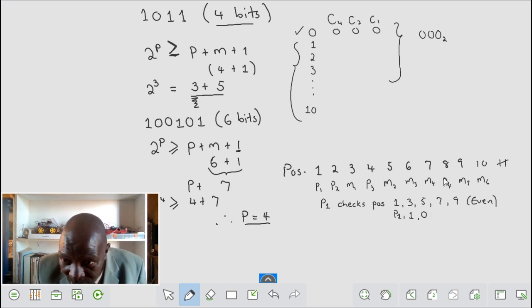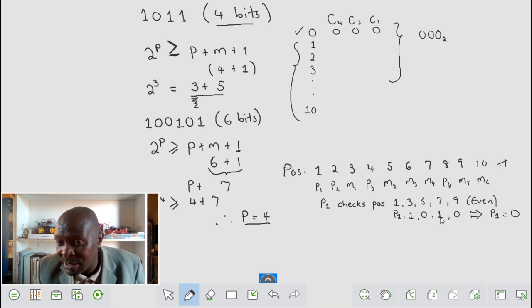Position 7 is M4, and the message bit is a 1. And then position 9 is M5, which is a 0. If you see here, for this to be an even number of ones, it implies that P1 would be equal to a 0, because I already have two 1s here, so I can't make it a third one. That would not be even.